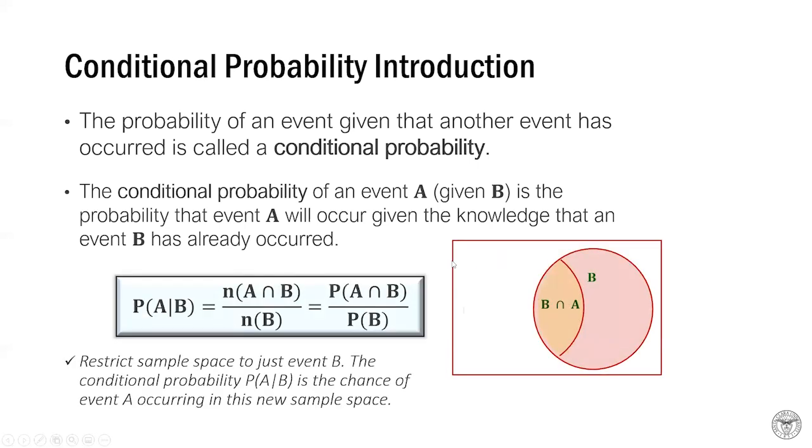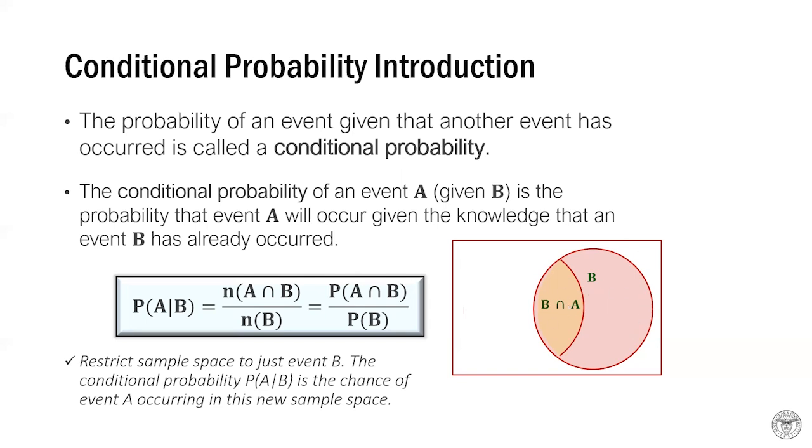As we can view from this graph, event B has already occurred. We also note the probability of B intersection A. Then the probability of A happening conditioned on that B has already occurred is given by the probability of A intersection B over the probability of B.